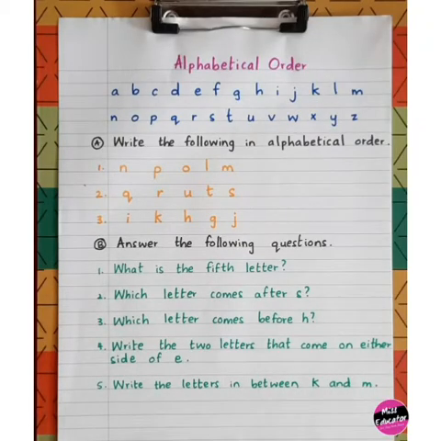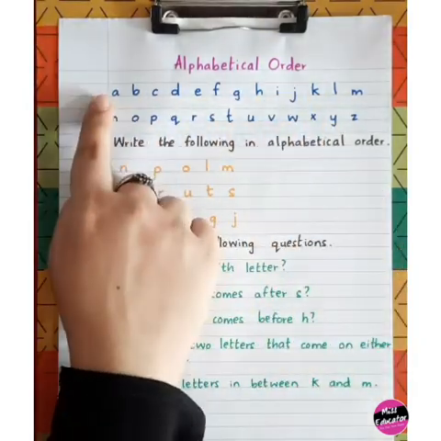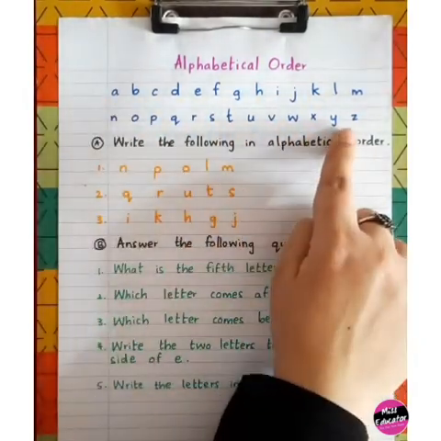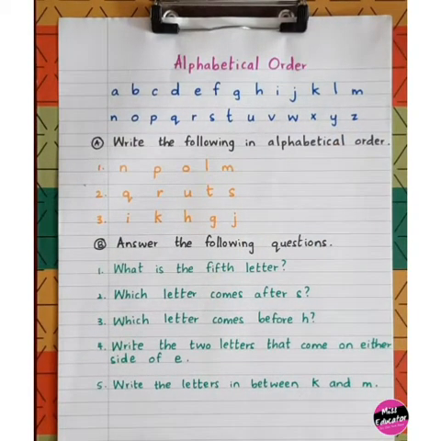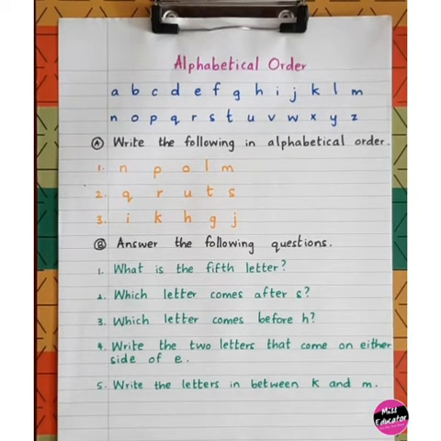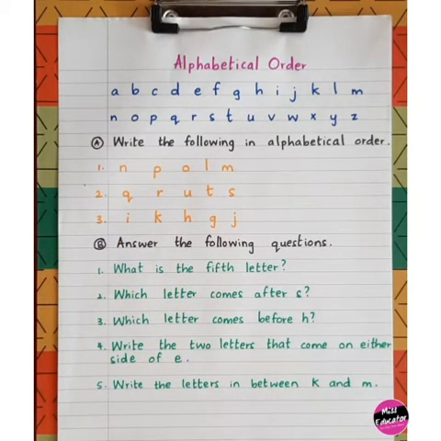In this video, we are going to look at questions that ask us to write in alphabetical order. We have 26 letters in the alphabet. I have written it down here in order. We start with A and end with Z. It is very important to know the alphabetical order correctly. It makes it easier for us to answer questions like these. Let us now look at the first activity and see how we are going to do it.